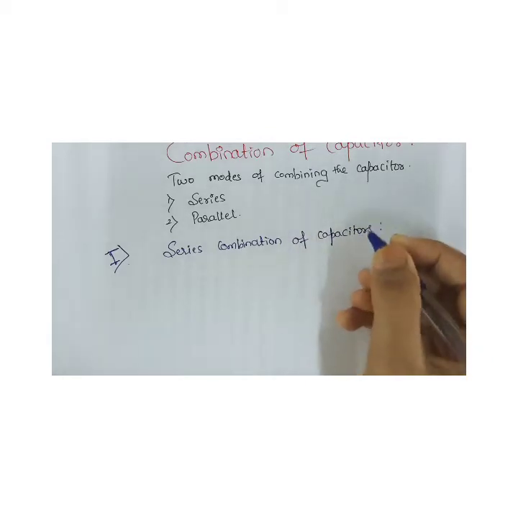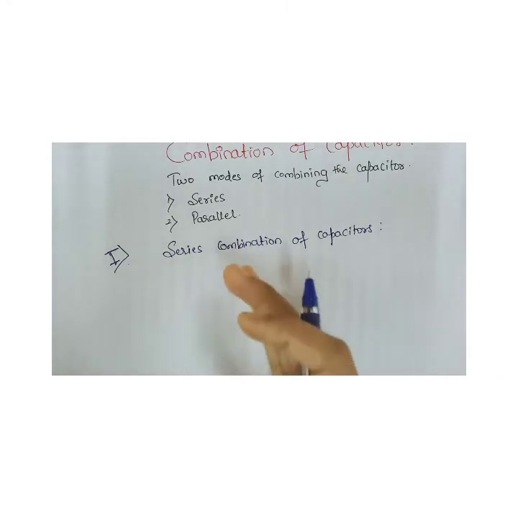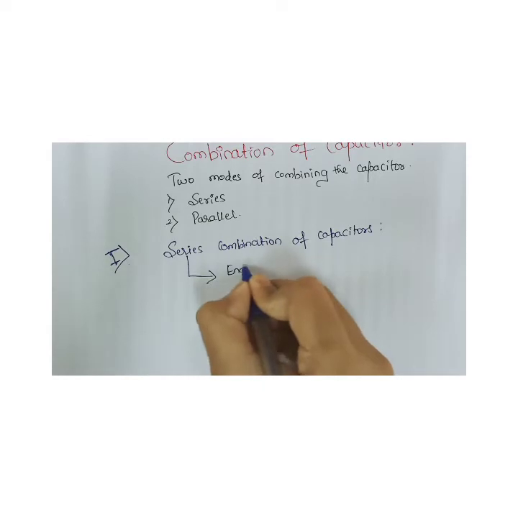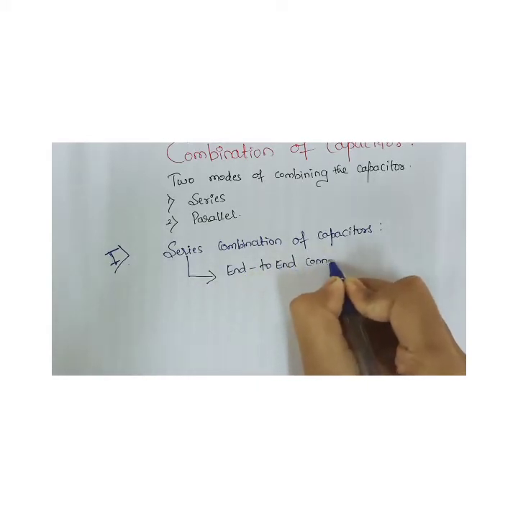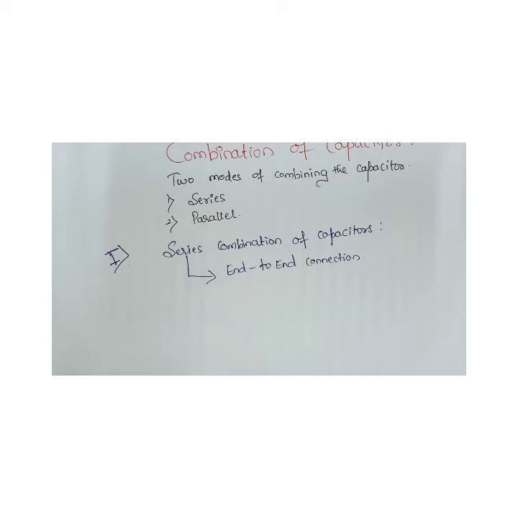Here I'll consider two capacitors which are connected in series. What do you mean by series connection? Series connection means end to end connection. You connect one end of the capacitor to the other end of the capacitor, and the remaining two ends you connect to a battery.